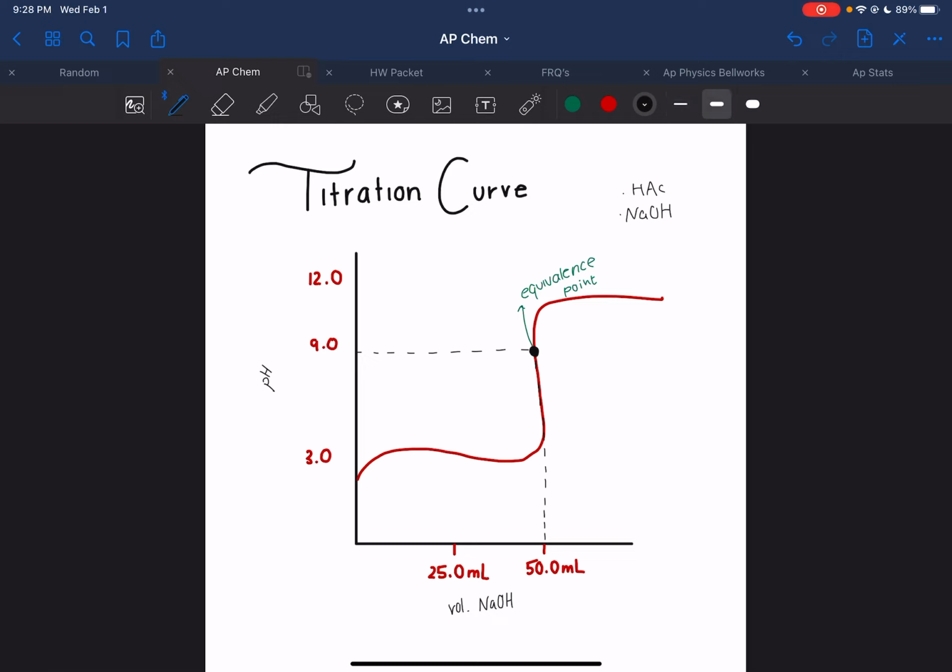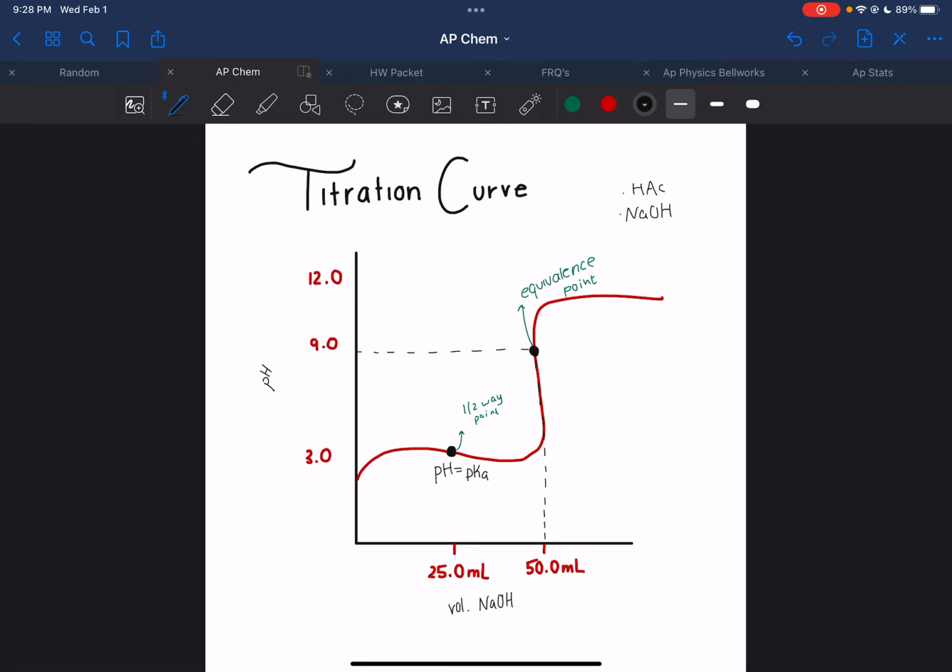So the halfway point is exactly half of the equivalence point. So if your equivalence point is at 50 milliliters, your halfway point is going to be at 25 milliliters. So your halfway point occurs right here. And the reason it's important to note what your halfway point is because it can actually save you a lot of calculations. At your halfway point, your pH is equal to your pKa.